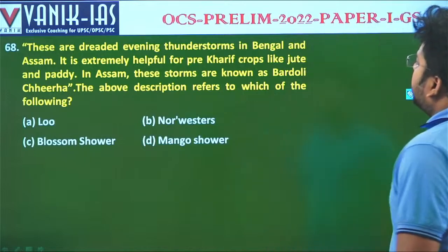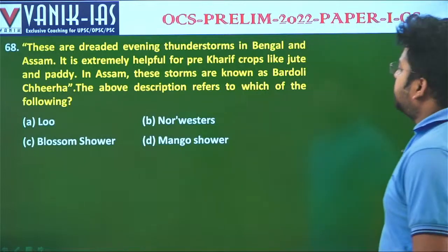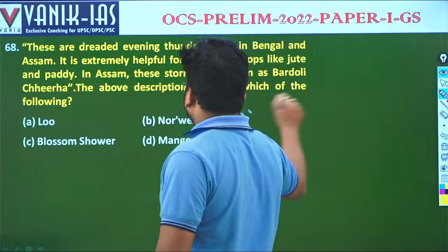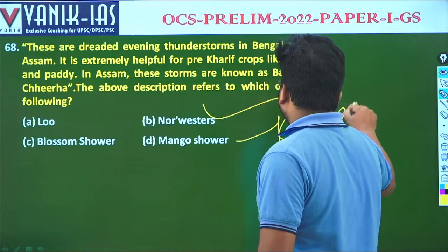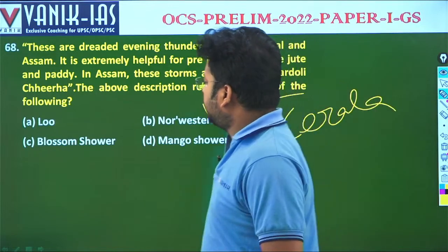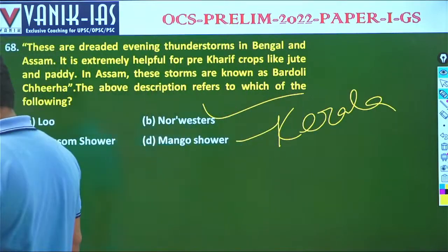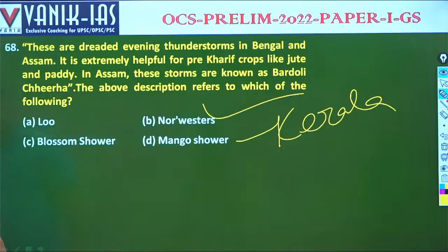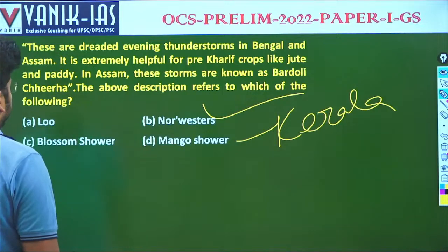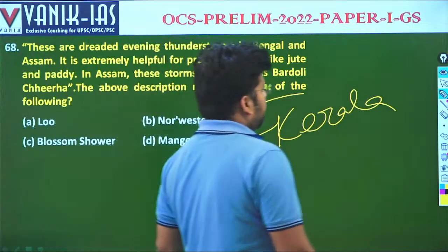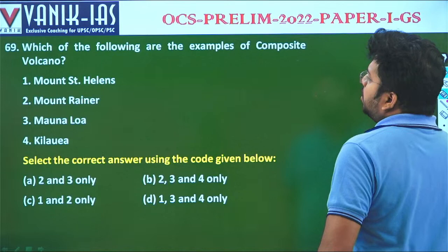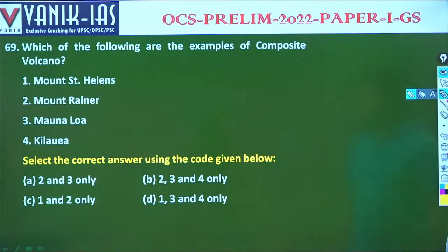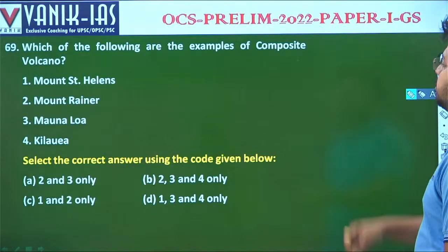These are the red evening thunderstorms of Bengal and Assam, called nor'westers. In Kerala, it is mango showers. Blossom showers are also in Kerala. Loo is in northern India. Nor'westers are also called Kalbaisakhi.